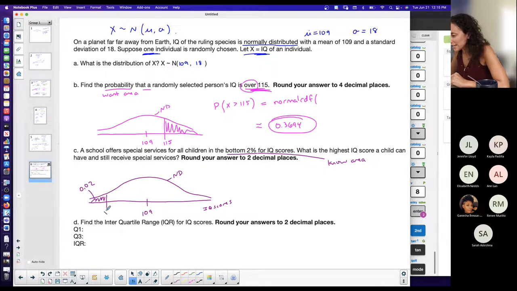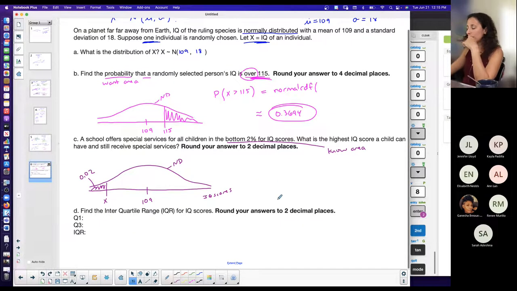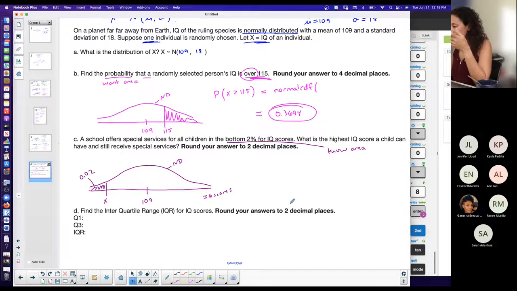And let's call this X. This is a number that I don't know. What is this IQ score that has 2% less than that? So what do I need to use? Do I do inverse norm or do I use normal CDF for this one? I know the area. That's inverse norm. I'm going to go inverse norm.